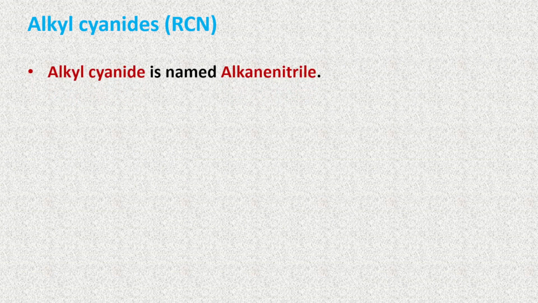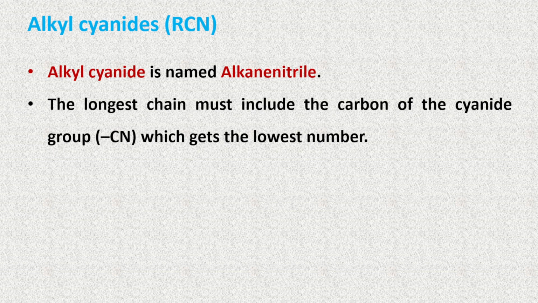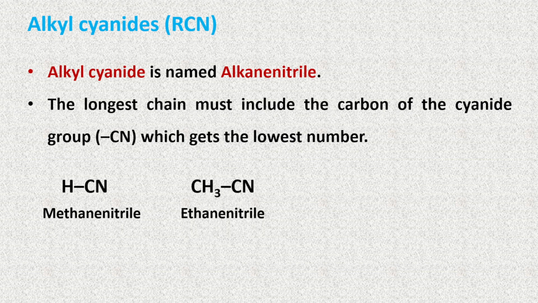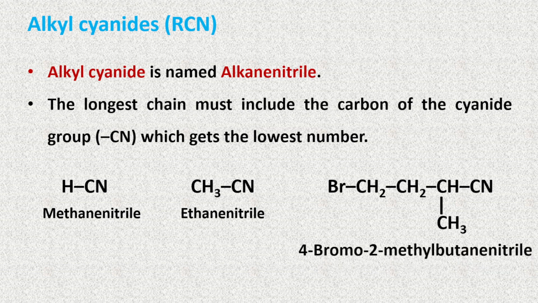Alkyl cyanide. The alkyl cyanide is named as alkane nitrile. The longest chain must contain the carbon of the cyanide group, which gets the lowest number. For example, methane nitrile, ethane nitrile. In the third compound, there are 2 substituents at position numbers 2 and 4. So its IUPAC name is 4-bromo-2-methylbutane nitrile.